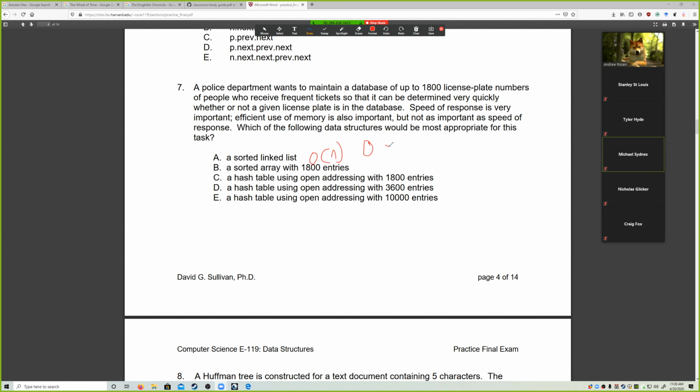And also it's going to be O of n space, right? They're all going to be O of n space, to be honest. It's just a matter of how much extra we're going to use. So a sorted array with 1,800 entries. What's the big O for this? If it's sorted in an array, we can use binary search on it. So O of log n, because we can do binary search on this.